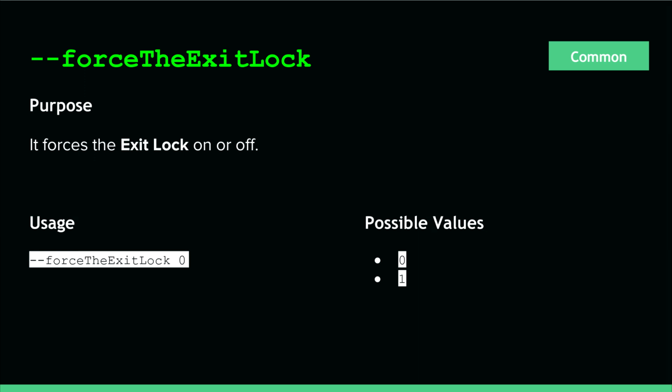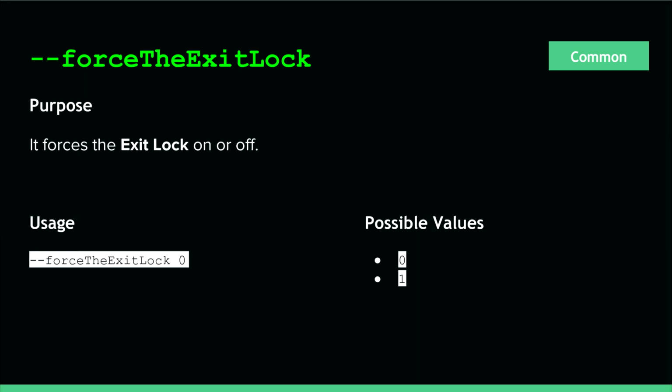Notice the use of the word force instead of set. This is because, unlike the previous arguments which don't actually change anything about the environment, but rather only tell scripts that the application has a different state, force the exit lock actually does change the exit lock. The exit lock is a property in Director that determines whether or not the application will actually close when the user clicks the close button of the window or hits escape.